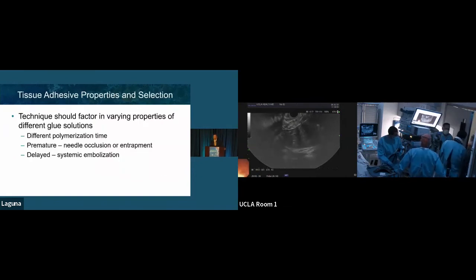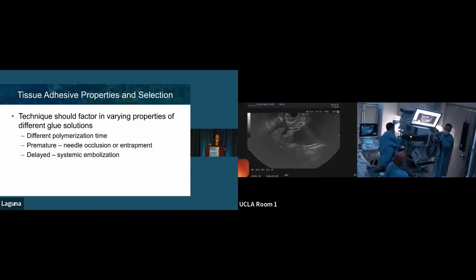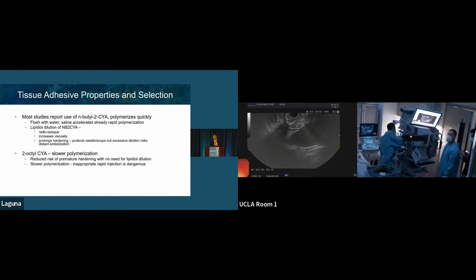A quick word on tissue adhesives and how we choose them. You basically have a choice between two glues. We have N-butyl and 2-octyl. One polymerizes quickly and one has delayed polymerization, and you have to weigh the risks and benefits of both. In the literature, most of the studies are looking at butyl, so the shorter carbon group, the 4-carbon group on the cyanoacrylate. Again, as I mentioned earlier, we tend to flush this with water and avoid saline so that it doesn't polymerize too quickly. In the past, folks have used lipiodol. It's radiopaque, so when you're doing this under fluoroscopy, you can see where the injection is going. It increases the viscosity, but it also prolongs the hardening, so it increases our risk of embolization, so we tend to avoid this.